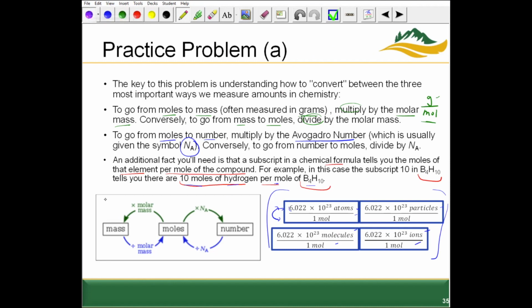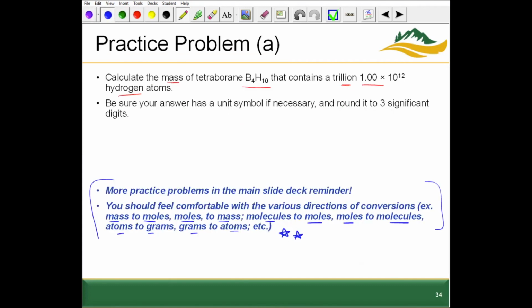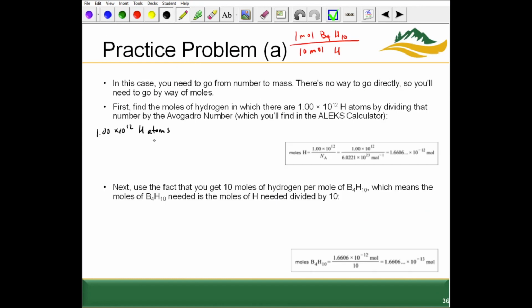This image is another representation of how we go from mass to moles to a number of atoms, particles, molecules, etc. We use the molar mass and we use Avogadro's number to go between mass ultimately to numbers of atoms, molecules, particles, ions, etc. We also know we can go the reverse direction. In this practice problem, to refresh ourselves, here we're starting with the number of hydrogen atoms. So we have atoms, but we ultimately want mass in grams. So if we have hydrogen atoms, the number, we have 1 trillion, but we want grams of a molecule.